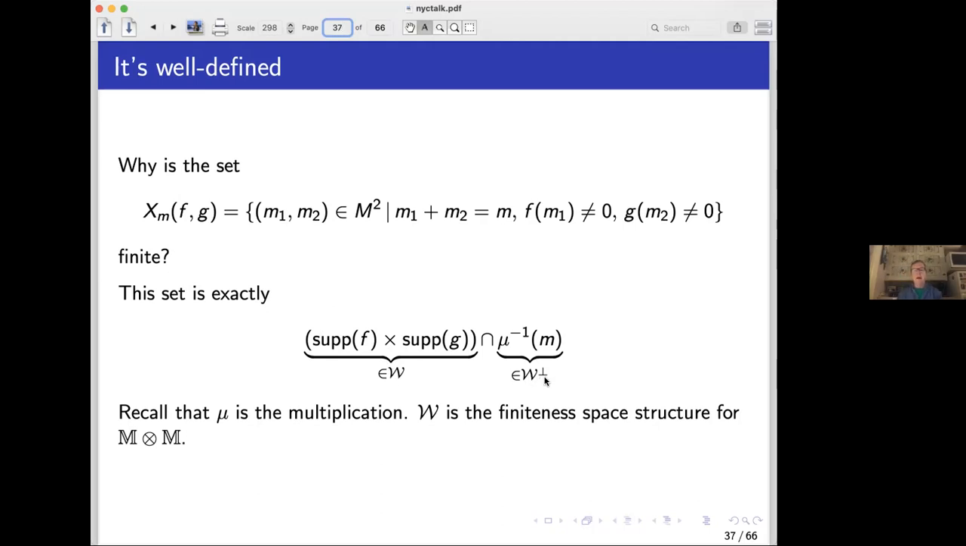And mu inverse of m is cofinitary. And why is that? Because singletons are always cofinitary. They're always finitary, and they're always cofinitary. And so the inverse image of that singleton is a cofinitary set. So X sub m of F, G is in fact precisely the intersection of these two sets, one of which is finitary and one of which is cofinitary. And so by the definition of finiteness spaces, this is a finite set. And so our multiplication is well defined and everything works out perfectly.